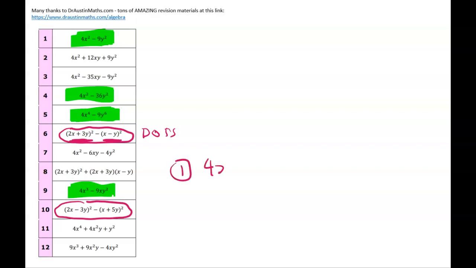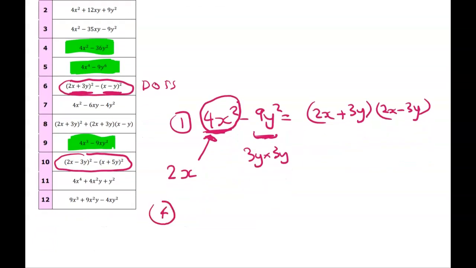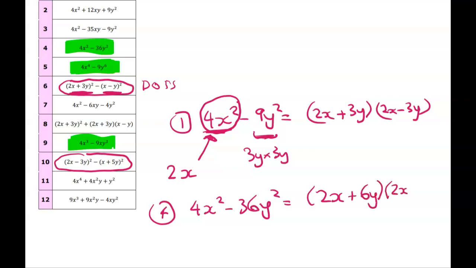So question 1, 4x squared minus 9y squared factorizes to give me 2x here, and this is equal to 3y times 3y. So 2x plus 3y times 2x minus 3y. Right, so remember what I'm doing is I'm looking at this term and I'm seeing what is the square root of 4, it's 2, and what's the square root of x squared, it's x. The same thing here. Question 4, 4x squared minus 36y squared, same idea, 2x plus 6y times 2x minus 6y.